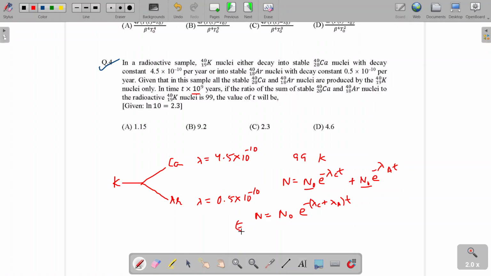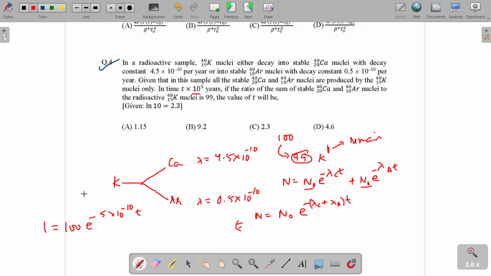then if 99 nuclei have decayed and only one nucleus is remaining, we can say that initially there were 100 nuclei, of which 99 have decayed into calcium and argon, and the remaining nuclei is only one. So this equation we can write as one remaining nucleus over 100 original nuclei is equal to e to the power minus lambda c plus lambda a, which is some 5 into 10 to the power minus 10, into the time t.